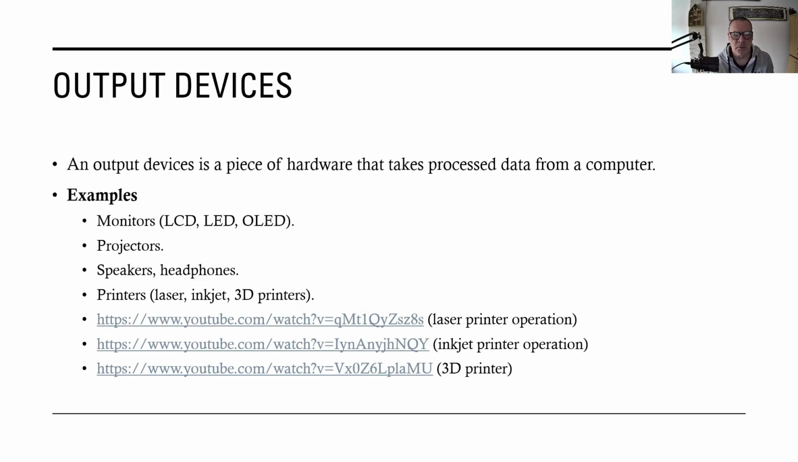An output device is one that takes data that's been processed from the computer and then does something with it, for example, display it to the end user. So in our model, input devices take data and put it into the processor, and output devices take that processed data and do something with it. So examples include monitors or display screens, projectors, speakers, headphones, and printers.